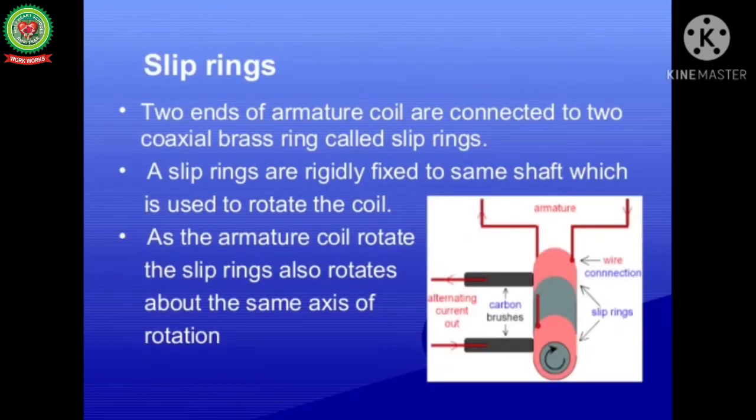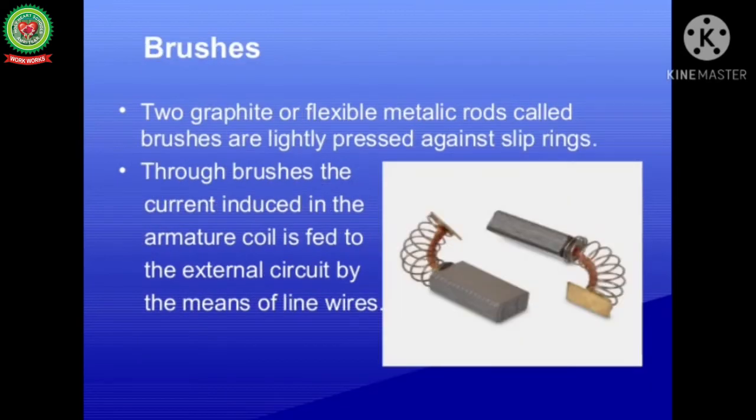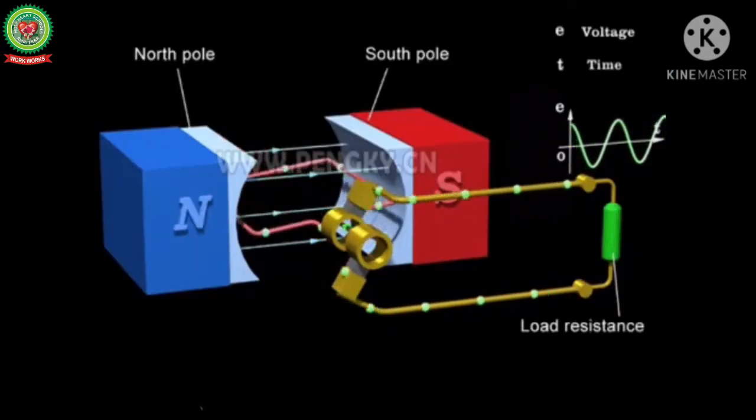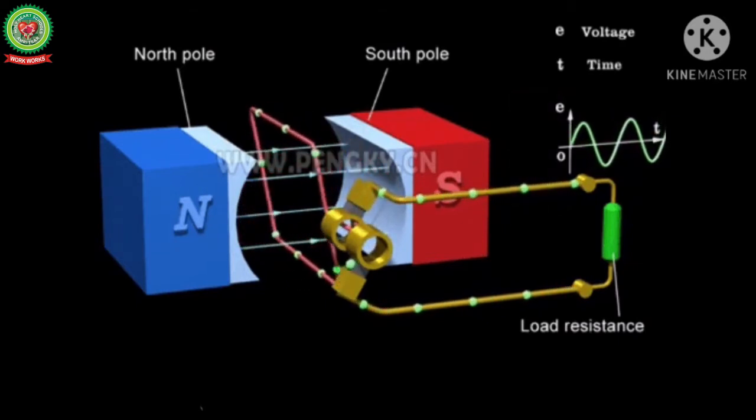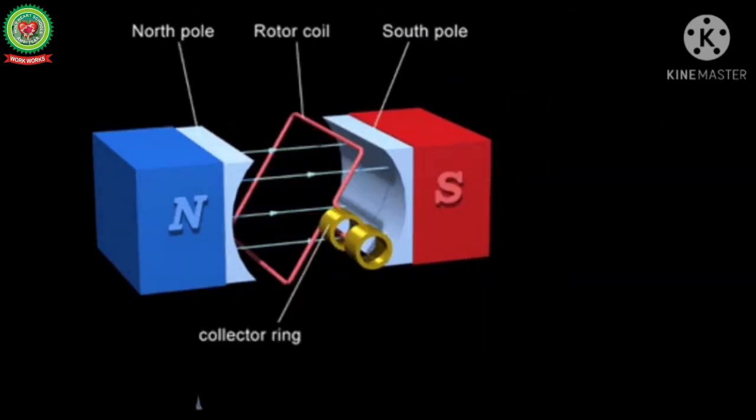It consists of two slip rings which rotate with the coil and two carbon brushes that are fixed to the ends of slip rings. Now students, let's discuss the working of AC generator in detail.